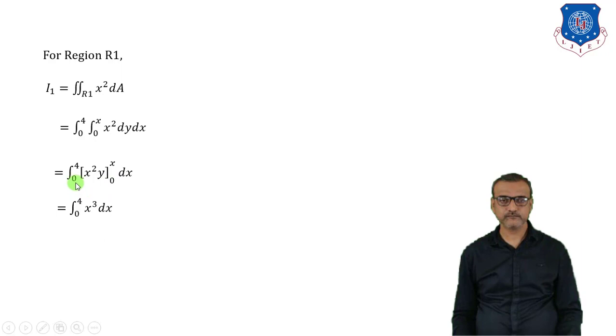Now the integration from 0 to 4 will be as it is. For the upper limit x, replacing y by x, we have x squared into x, so that is x cube. Then for the lower limit 0, this term will become 0. Now this is the integration from 0 to 4 of x cube dx. Now integration of x cube is x raised to 4 by 4, and the limit is from 0 to 4. For the upper limit 4, it is 4 raised to 4 by 4, minus for the lower limit 0, it is 0. So the answer is 4 raised to 4 upon 4, that is 4 raised to 3, and that is 64.